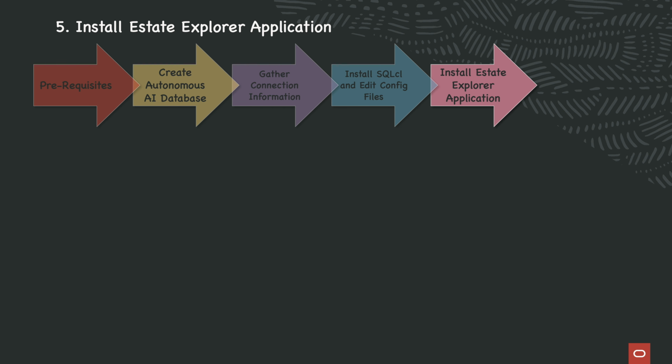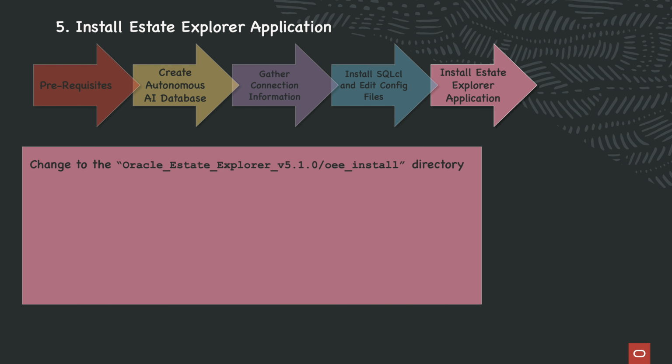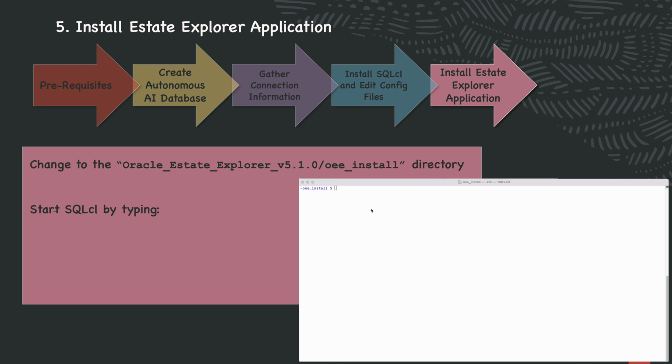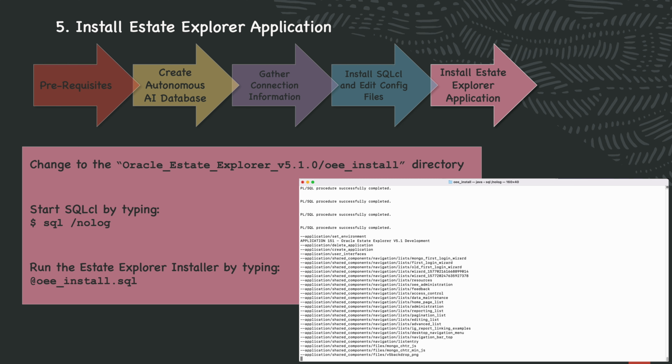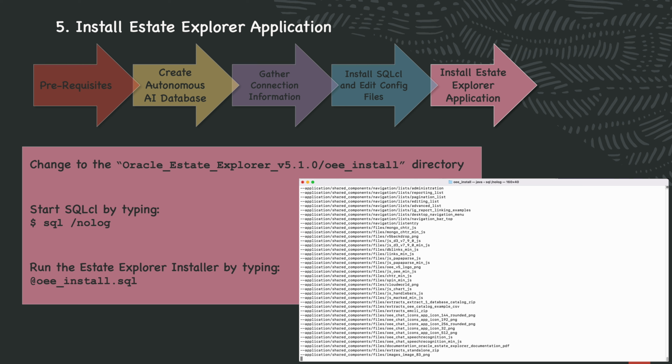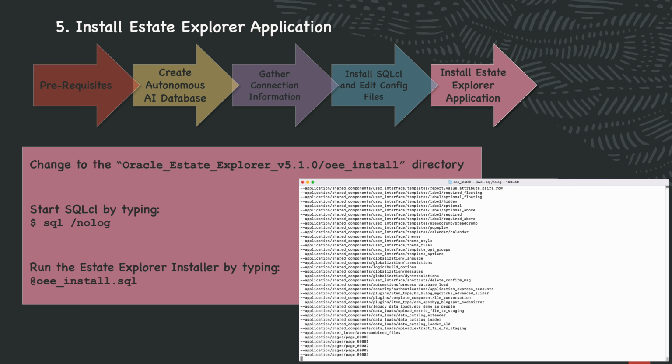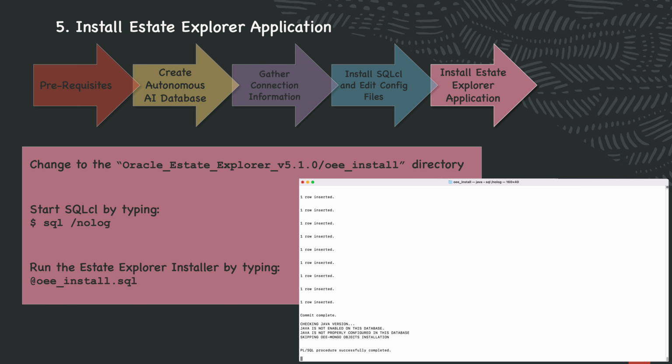So on our local machine, change directory to the OEE_install directory. And then to start SQLcl, enter sql /nolog. And then to install the application, type @oee_install.sql. And this took about 3 to 4 minutes to install on my setup. Now the OEE APEX application is installed, we can go back to OCI and start the application.